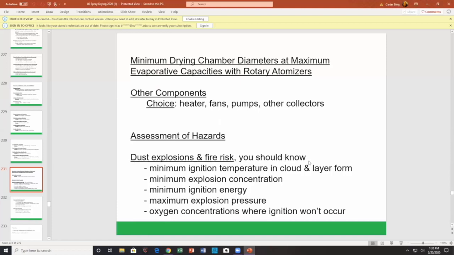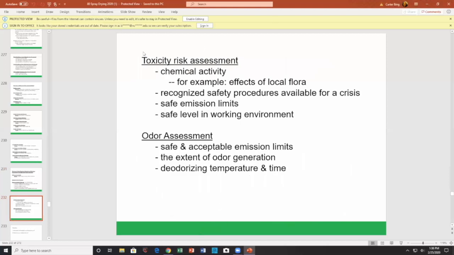Dust explosions and fire risks: minimum ignition temperatures in the cloud, layer, and foam form. Minimum explosion concentration, minimum ignition energy, sparks right there. Maximum explosion pressures, and oxygen concentrations where ignitions won't occur. The toxicity factor, chemical activity of the emissions.